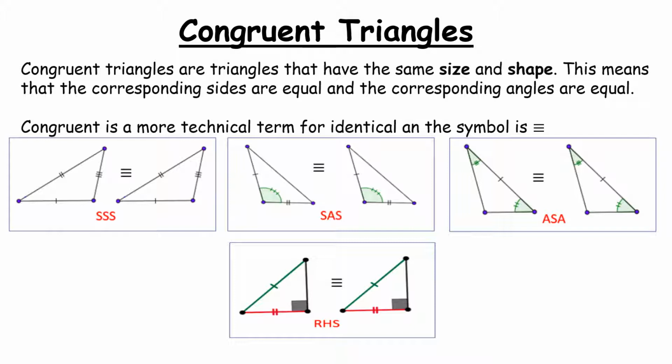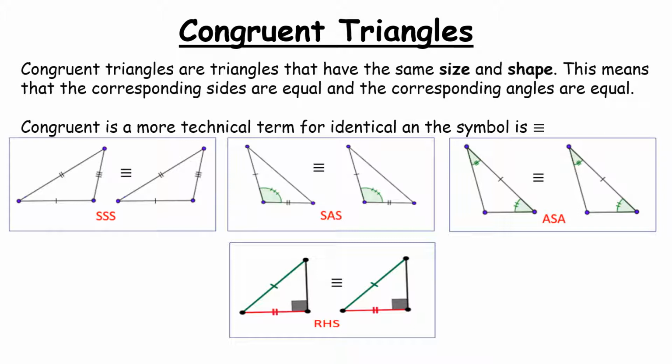And again, the placement of this is very important. It is 2 angles and the side that is in between. The last one we use is RHS, which stands for right angle, the hypotenuse, and one other side. This is specifically for right angle triangles, and it does not matter which of the other 2 sides we know.